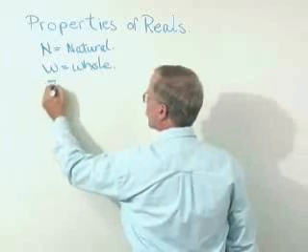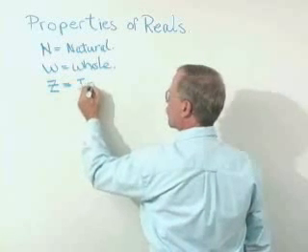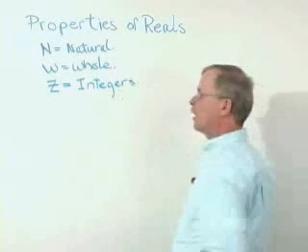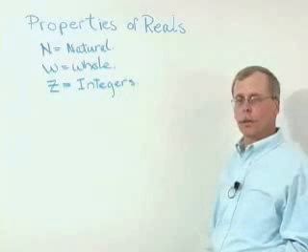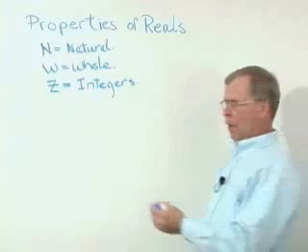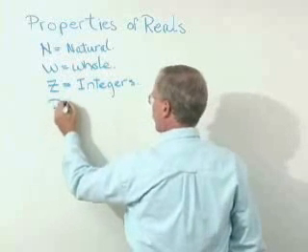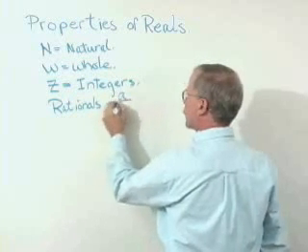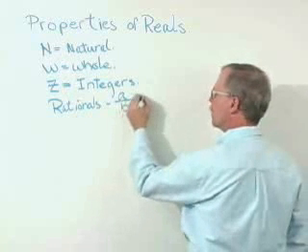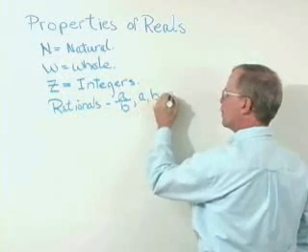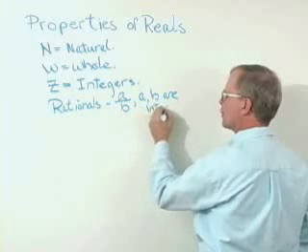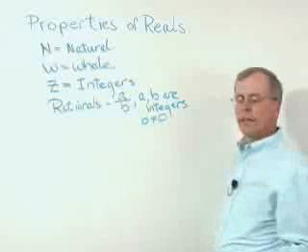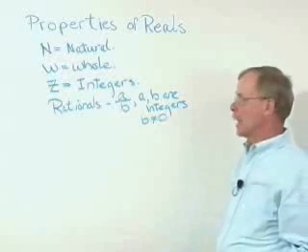Then we have Z, the letter we usually use for integers. And integers are positive and negative whole numbers, again including 0. We have rationals after that, which are fractions, a over b, where a and b are integers, but b is not 0, because we know we can't divide by 0. We can't put 0 in the denominator.